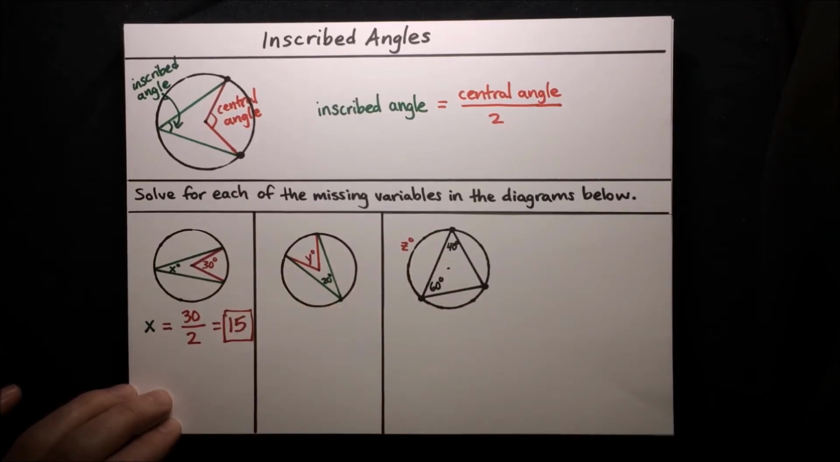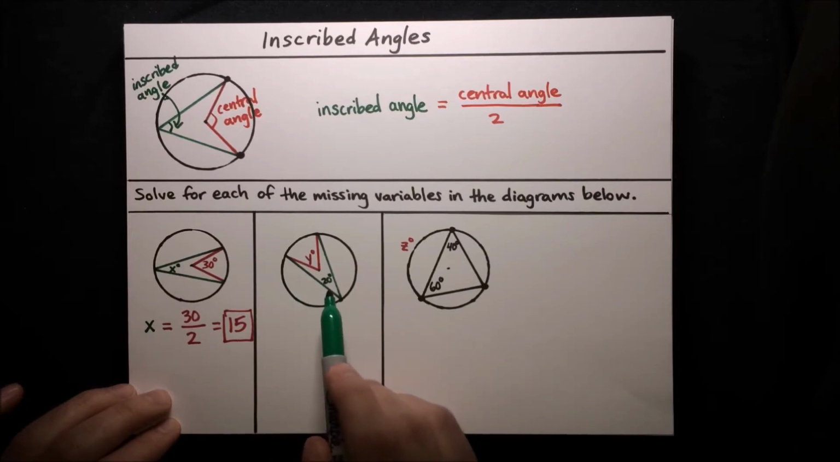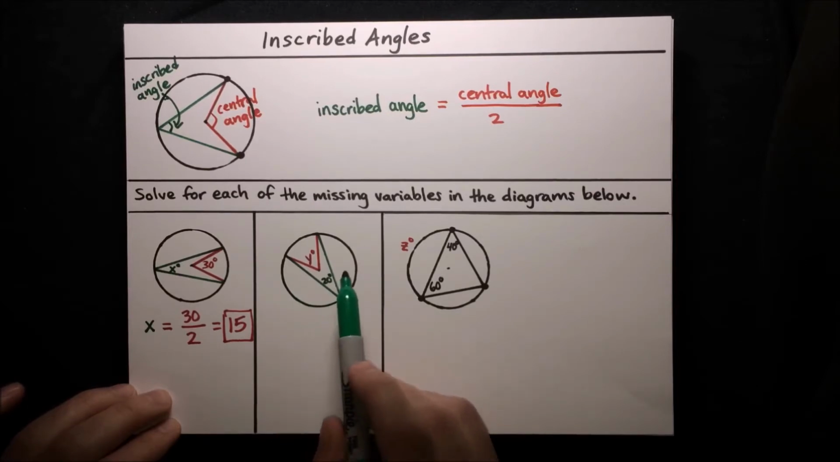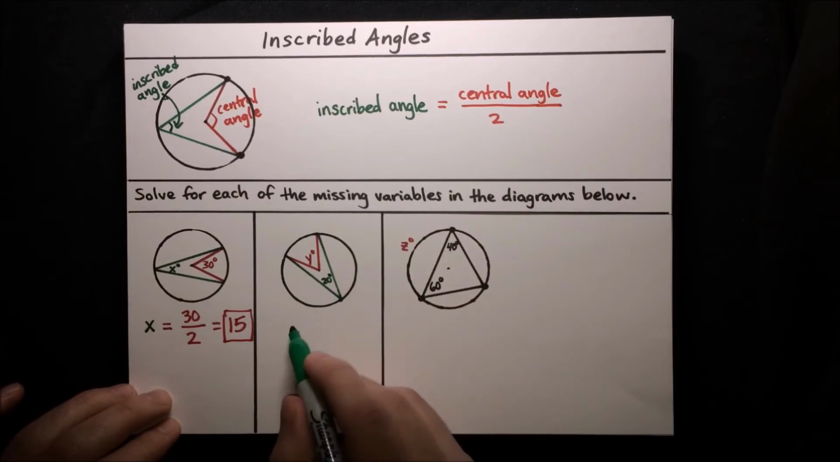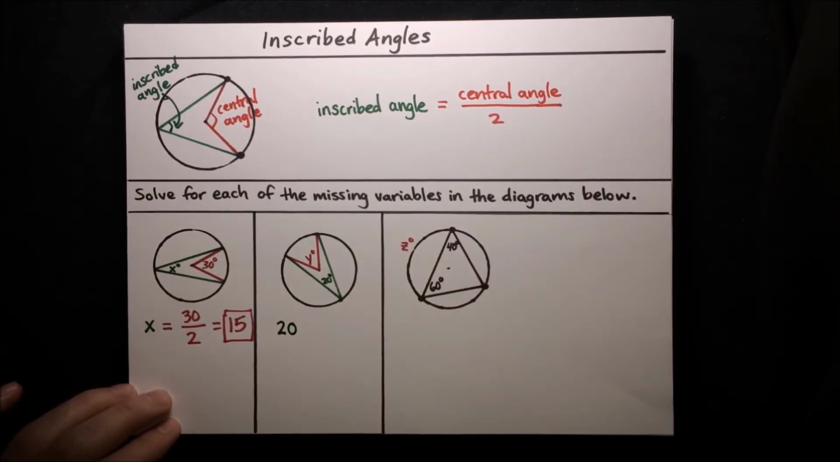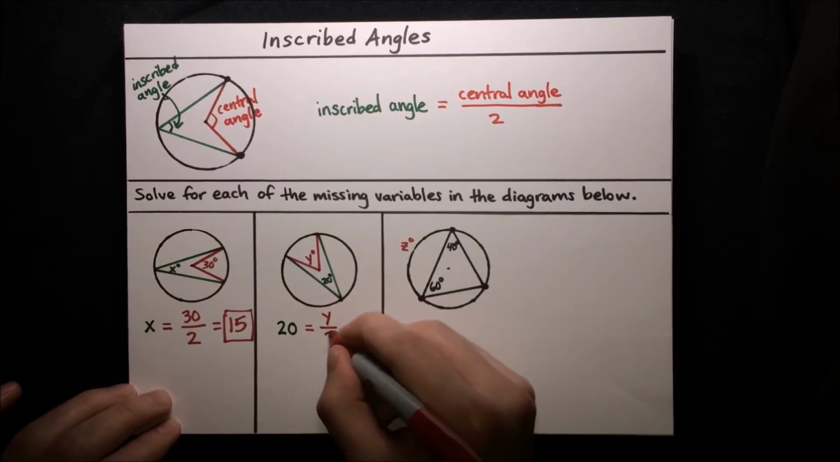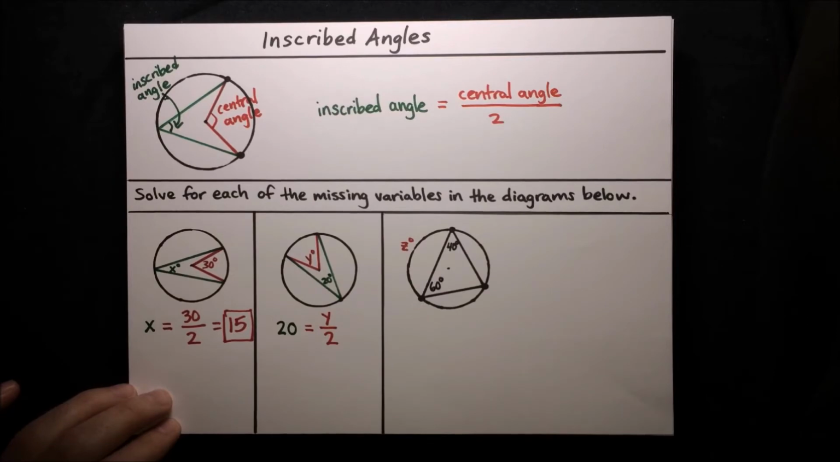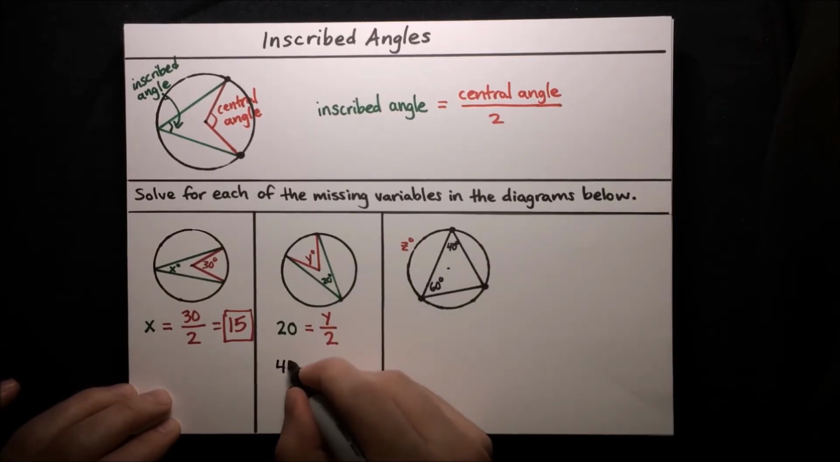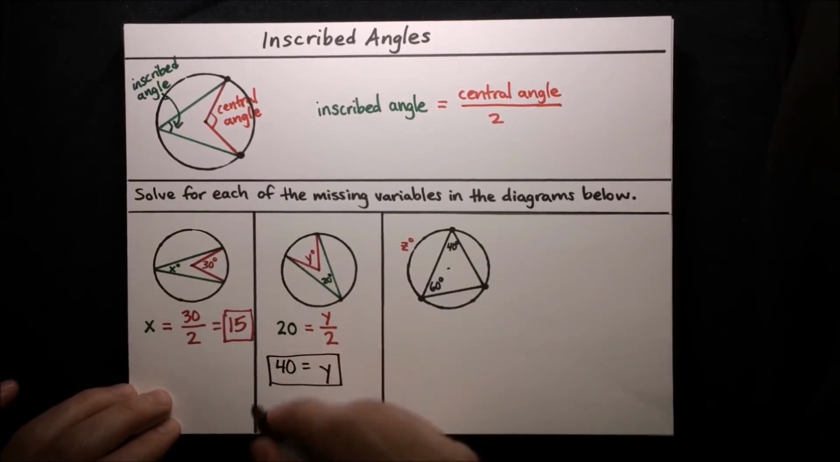We can do a similar thing for this next problem, which has a central angle y and an inscribed angle of 20 degrees. Let's just go ahead and use this formula to set up an equation. So inscribed angle is 20, and that's equal to half of the central angle. So 20 equals y over 2. So to solve for y, we can just go ahead and multiply both sides by 2 and get 40 equals y. So there we go, it's solved.